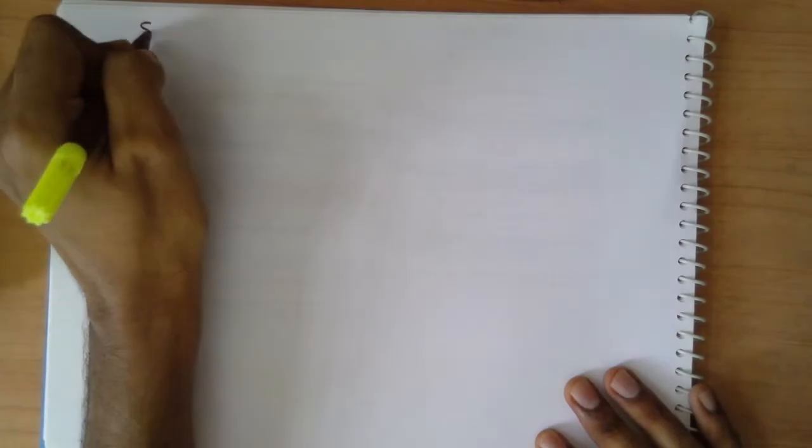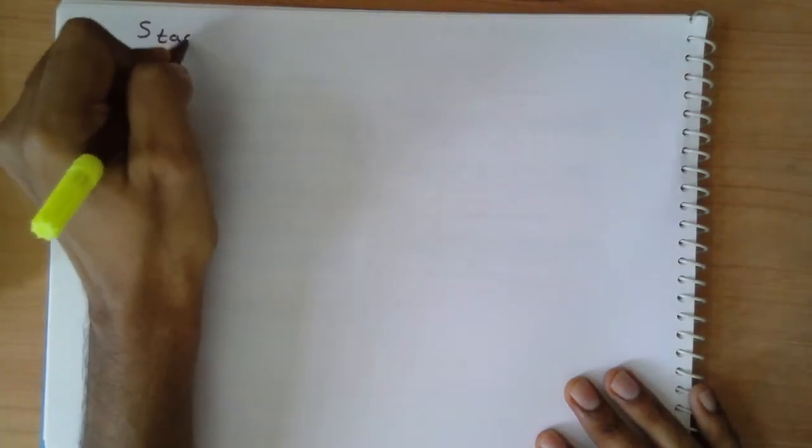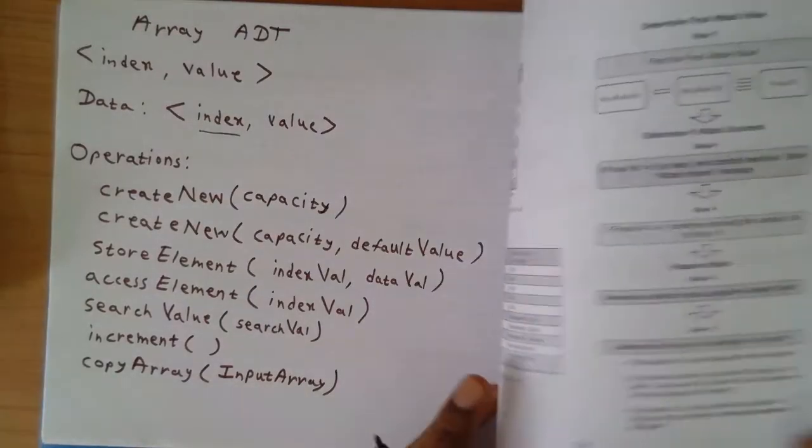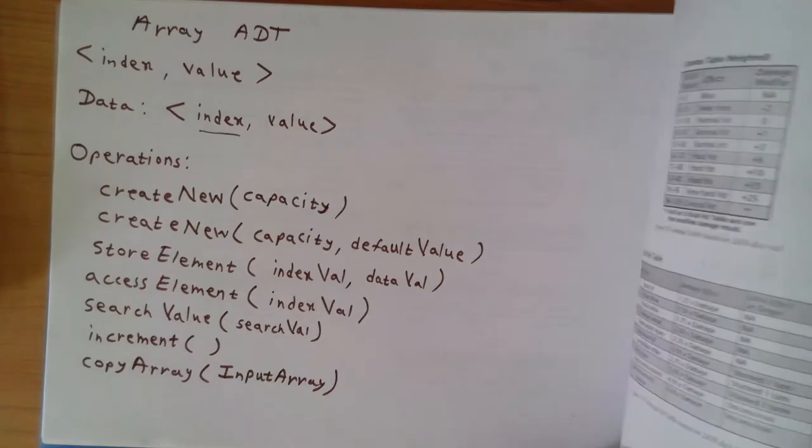In the previous video, we looked at array as an abstract data type. And now let's start with stack as an abstract data type. So now we are going to have stack as an ADT. Okay? And just like arrays, remember we had specified what data it should have, what operations it should perform.